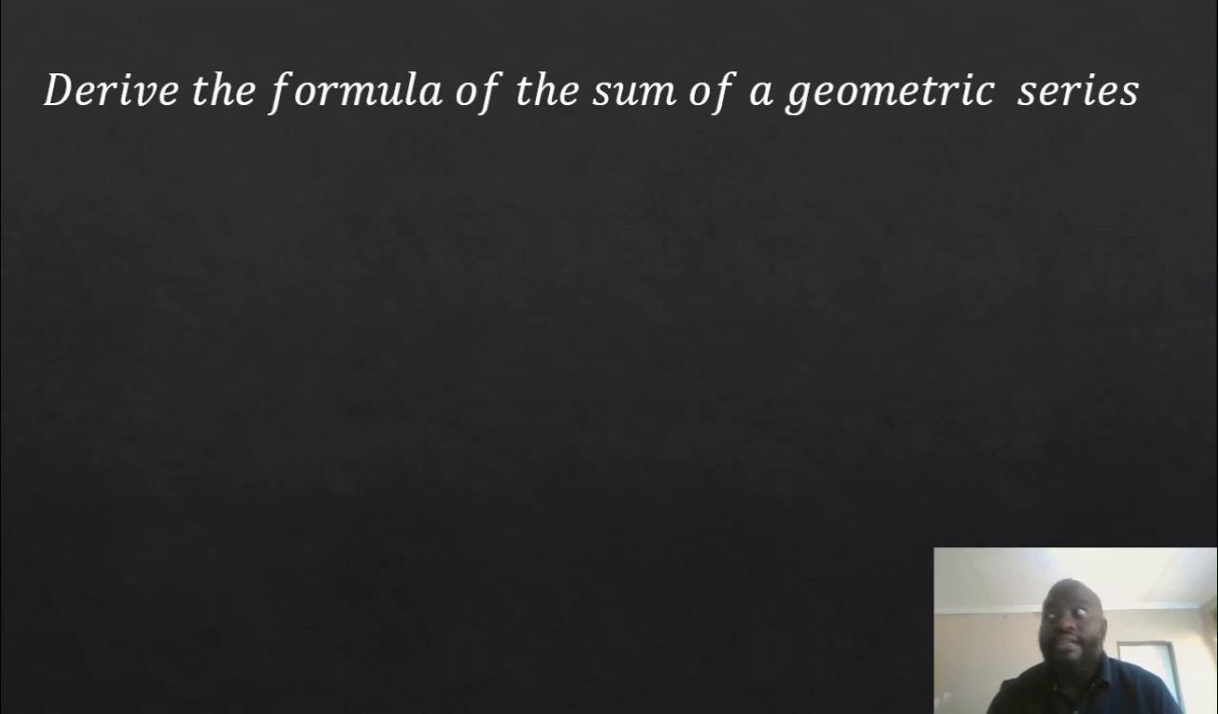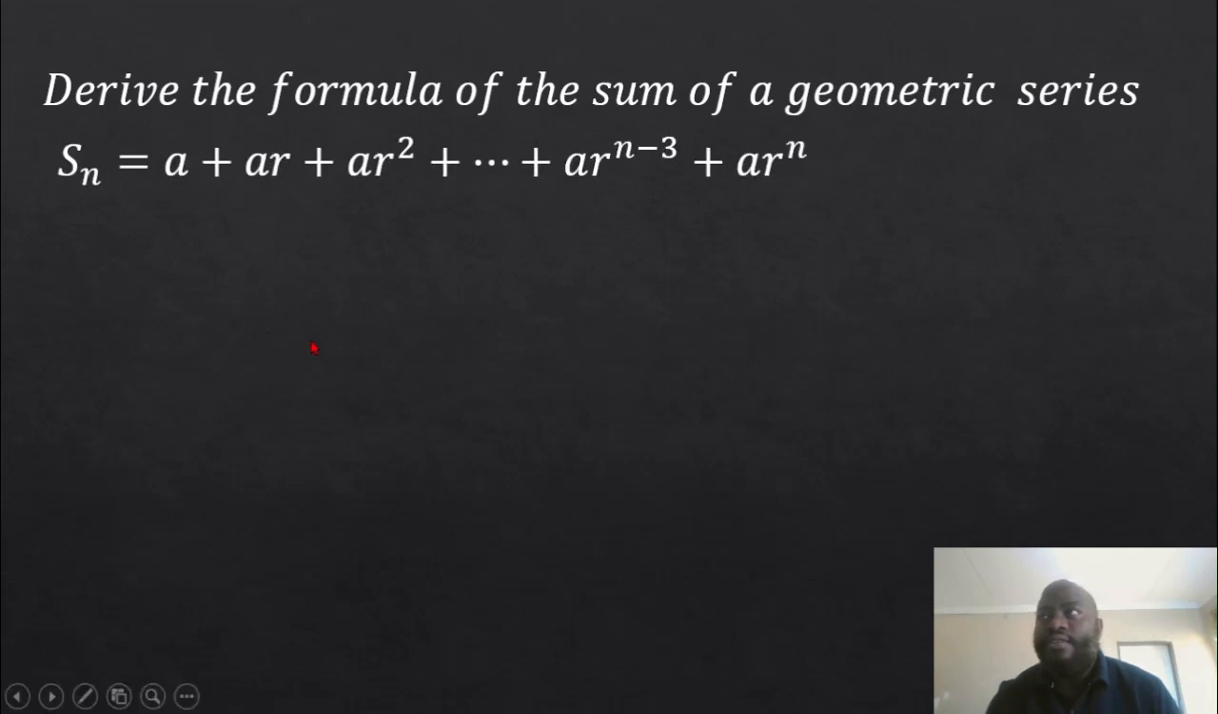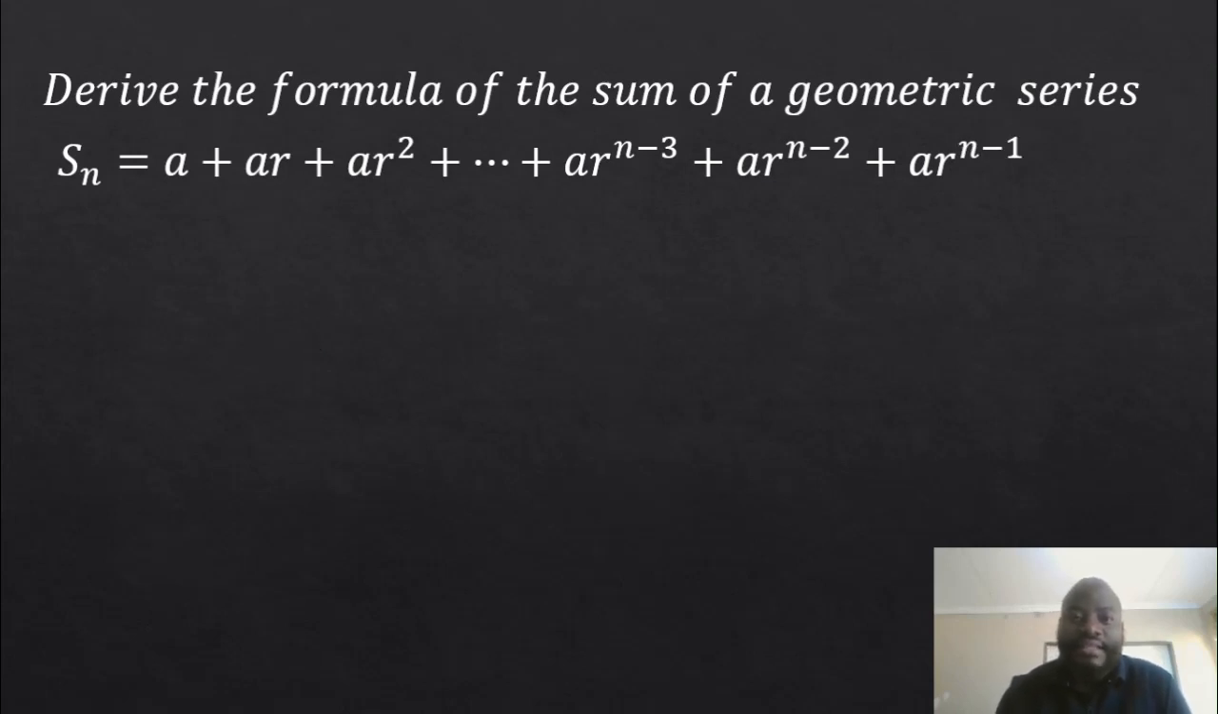So to do this, we need the series. So the geometric series looks like this. Sn equals A plus AR plus AR squared plus some other terms in here, and then until we get to AR to the n minus 3, AR to the n minus 2, and AR to the n minus 1. So looking at this series, you should by now know how it works.